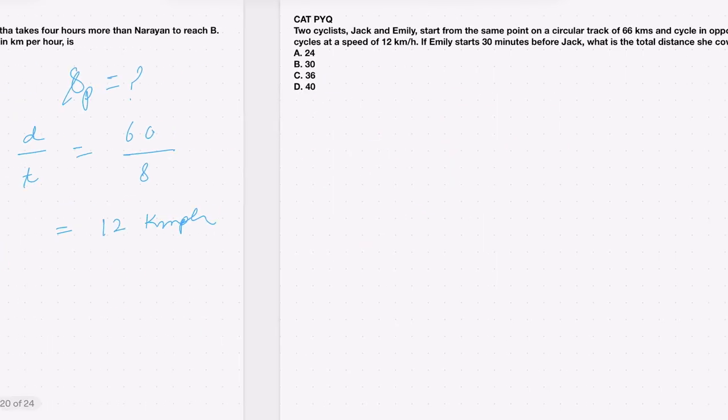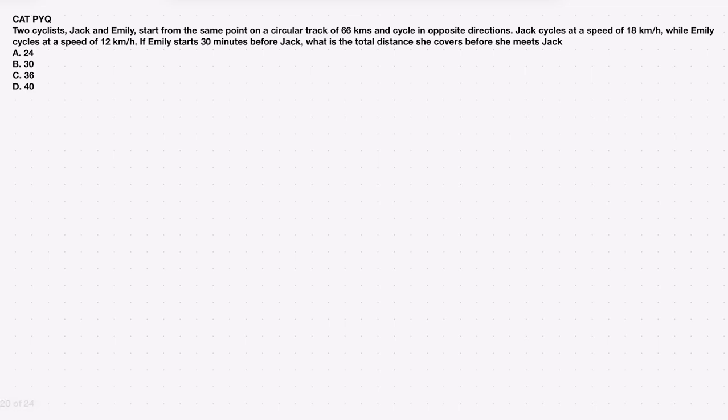Let's move on to the second question. Two cyclists, Jack and Emily, start from the same point on a circular track of 66 kilometers. Okay, so we have a circular track and they start from the same point in opposite directions. So Jack starts anti-clockwise. Let's say Emily starts clockwise. The total distance of this track is equal to 66 kilometers.